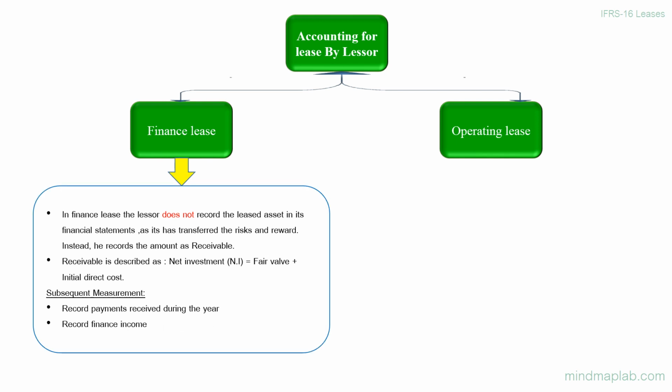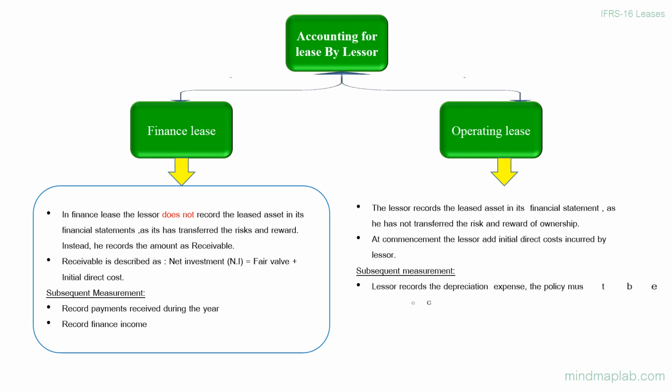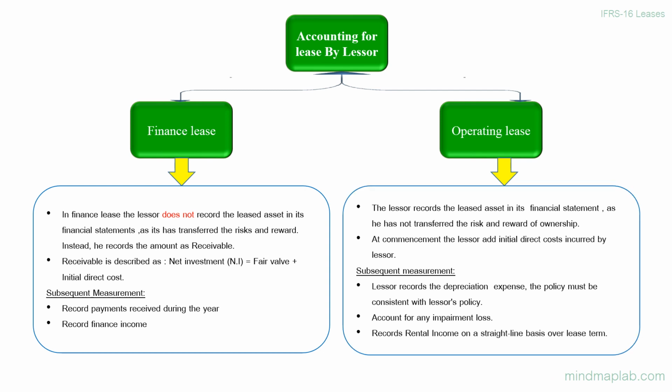Record finance income. For operating lease, the lessor records the leased asset in its financial statement, as he has not transferred the risk and reward of ownership. At commencement the lessor adds initial direct costs incurred by lessor. For subsequent measurement, lessor records the depreciation expense. The policy must be consistent with lessor's policy. Account for any impairment loss. Records rental income on a straight-line basis over lease term.